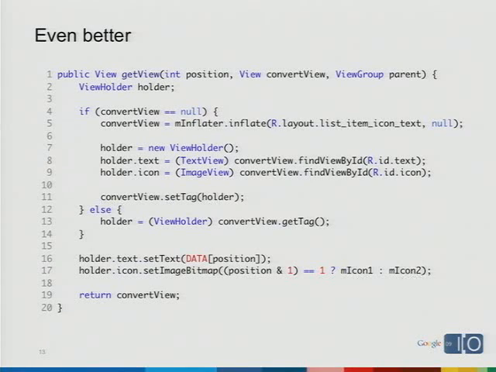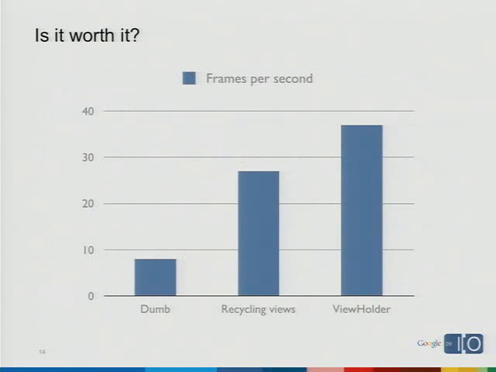Now, if we're passed a convert view that's not null, we need to reuse that convert view. So the first thing we need to do in the else statement is get the tag on that view, which is our view holder. We cast it, and then we can access directly the text view and the image view. At first, it seems like this would not make that much of a difference. We're just avoiding two calls to find view by ID. But when I ran the three examples on a G1 prototype, this is what I came up with.